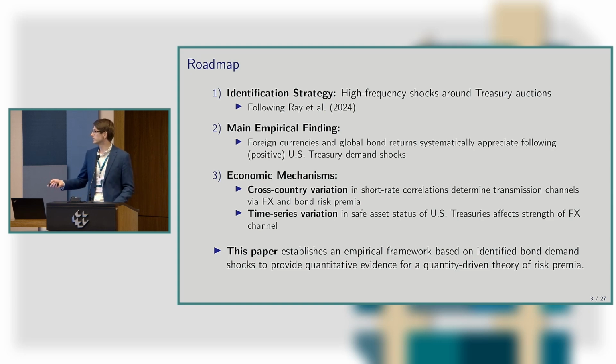By setting up this little empirical setting, we believe that we provide quite a good quasi-natural environment to provide evidence for this quantity-driven theory of risk premia, which has become quite popular in the international finance literature more recently, where global intermediaries and arbitrageurs play a prominent role in driving asset prices across different asset classes.